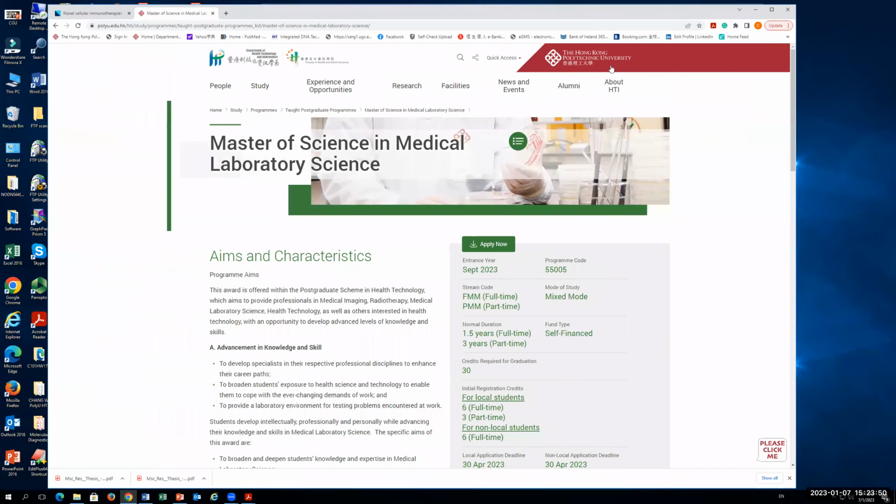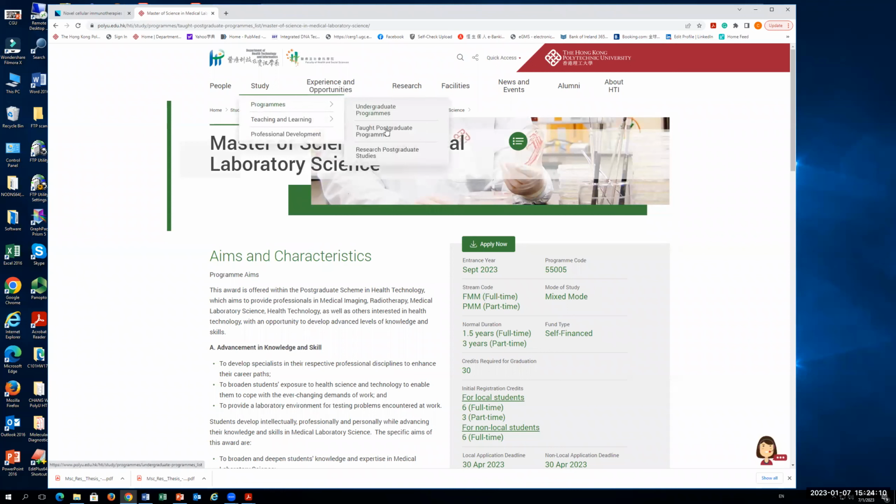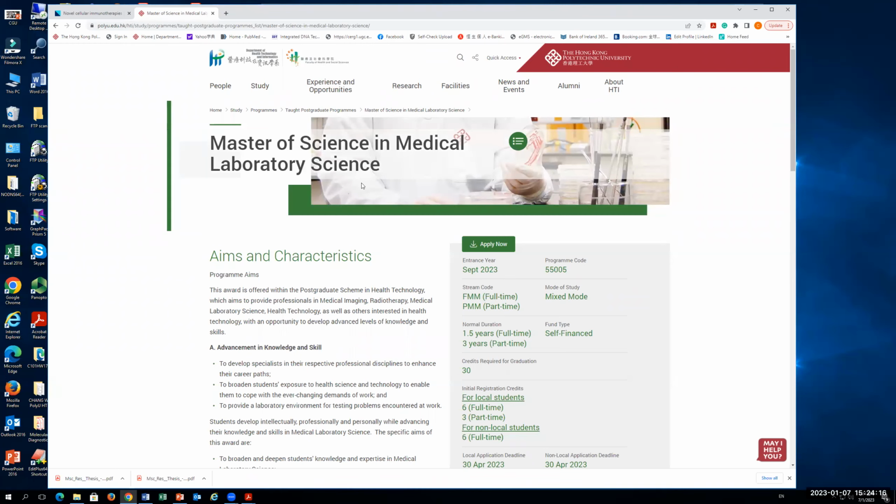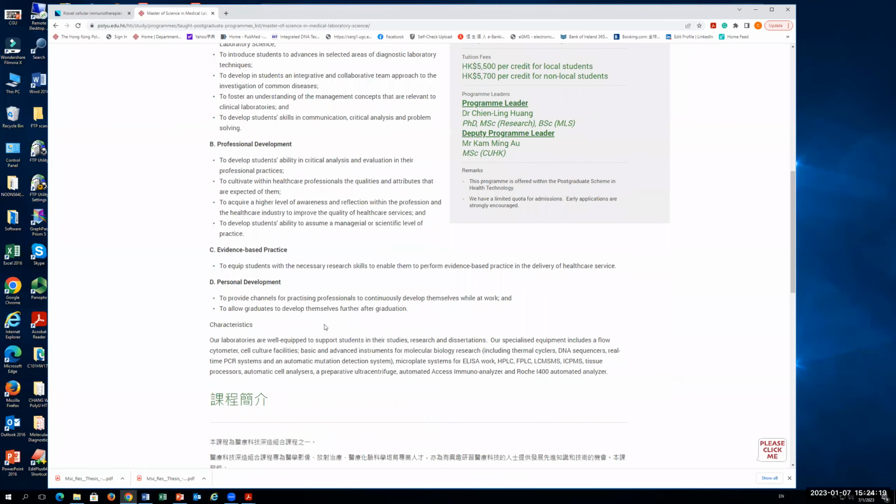Before you have questions, let me also share our website. If you want to know the details, you can go to our departmental website, Department of Health Technology and Informatics in PolyU. Go to the study programs, and this is the top postgraduate programs. You can find that Master of Science in Medical Laboratory Science is one of the programs.